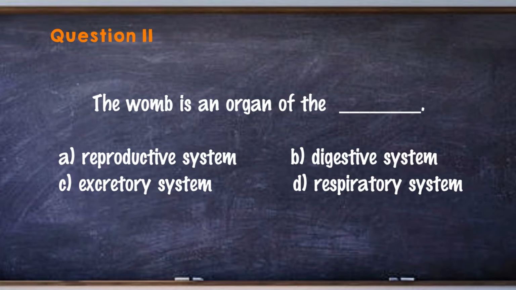Number 11. The womb is an organ of the something. The womb is an organ of the something. Is it A, reproductive system, B, digestive system, C, excretory system, or D, respiratory system?